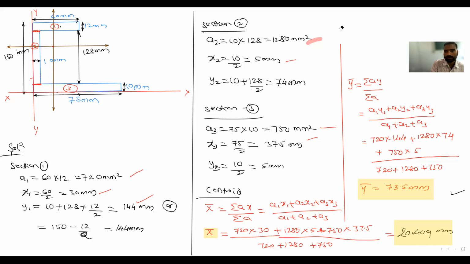Okay, now you can write this one as Y bar and this one as X bar. X bar is from here to here, and Y bar is from here to here. So this is your CG.